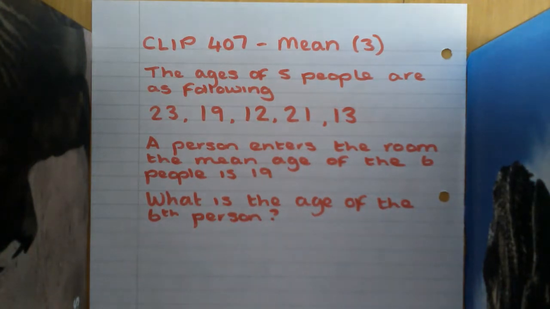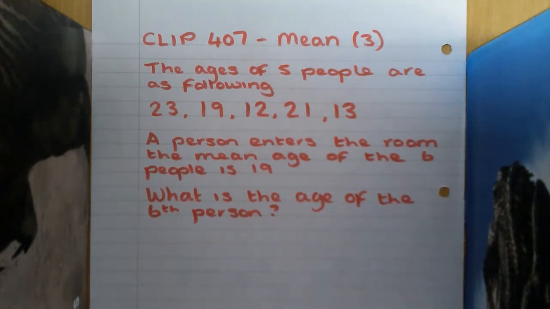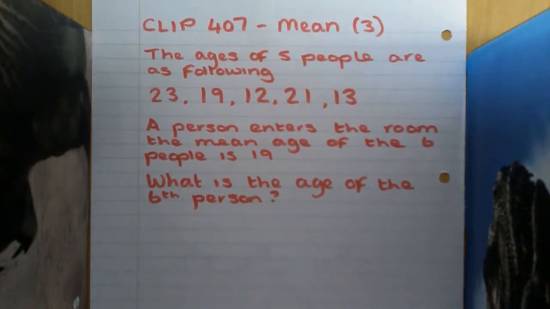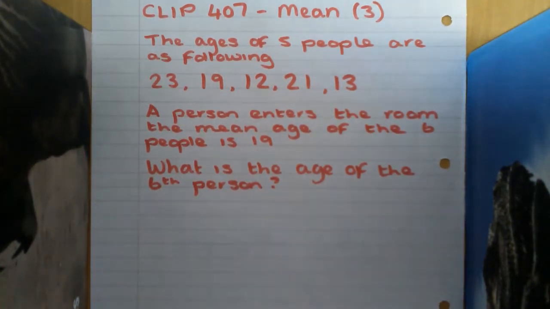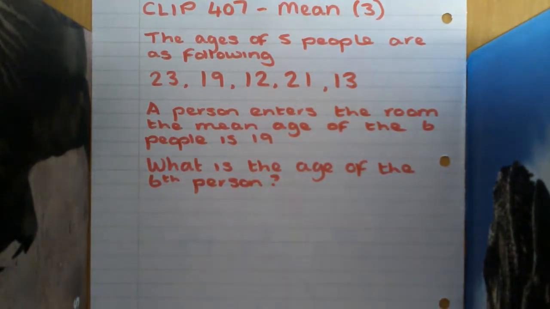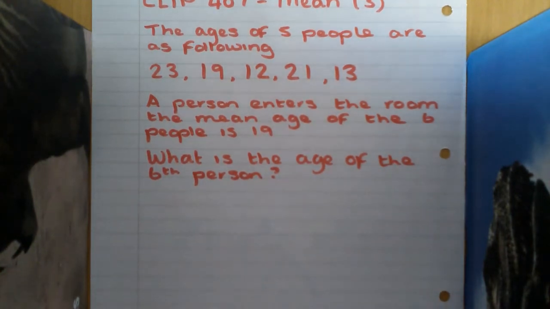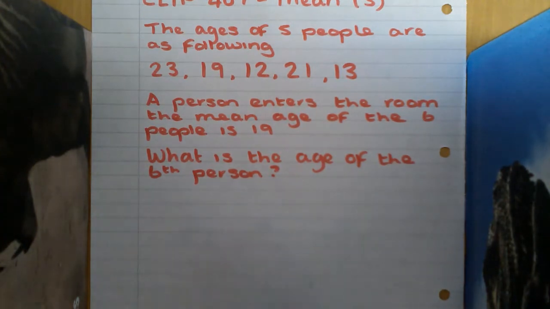It says 5 people have the following ages: 23, 19, 12, 21 and 13. A person enters the room and the mean age of the 6 people is 19. What is the age of the 6th person? Okay, so if we know that the mean age of all 6 people is 19, we can work out what the total age of those people is.